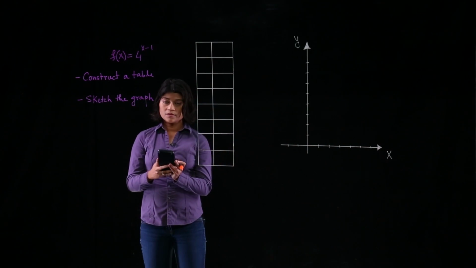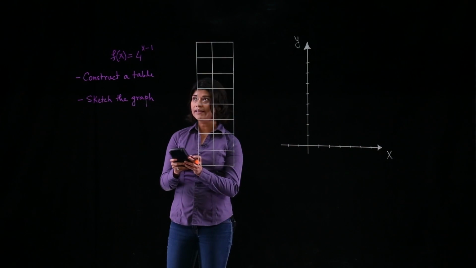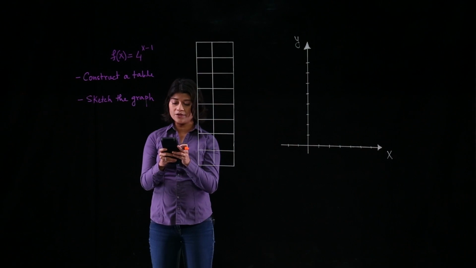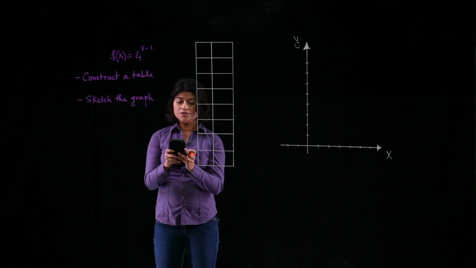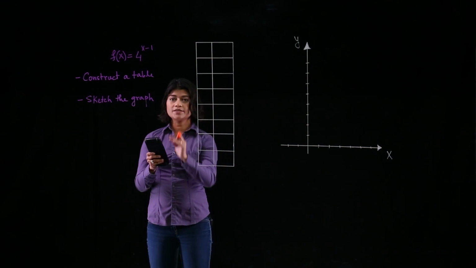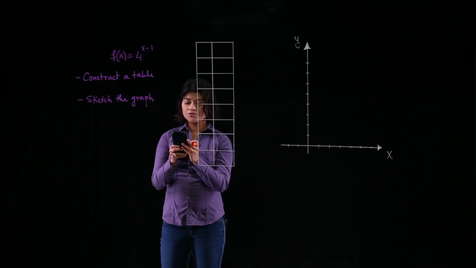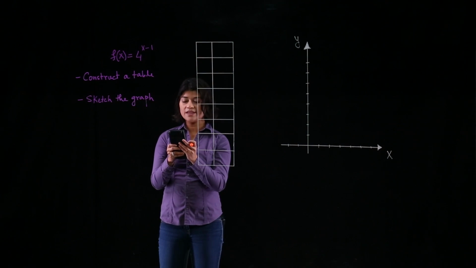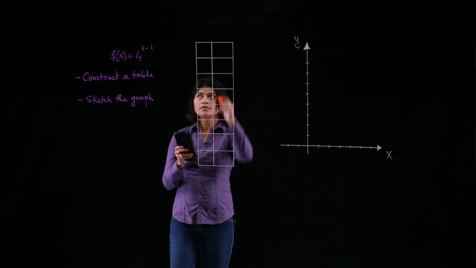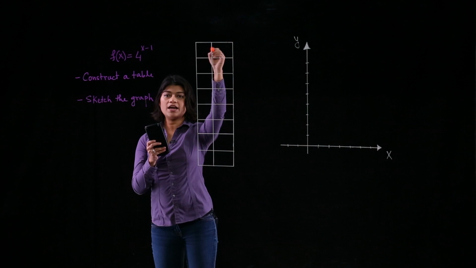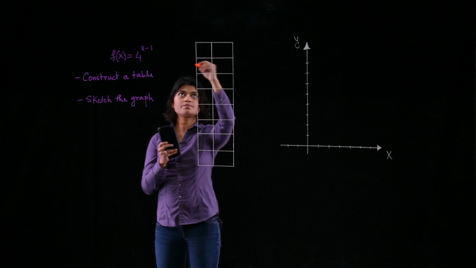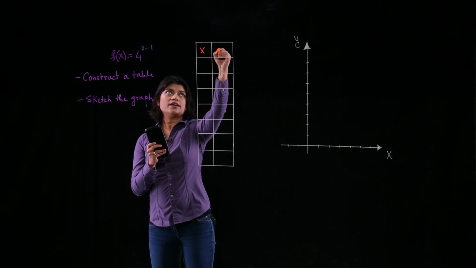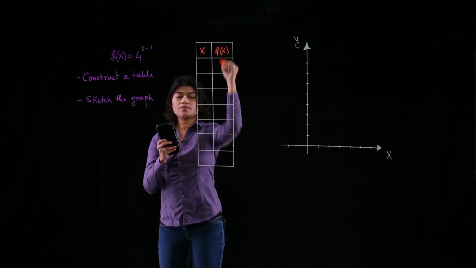So, pick up a graphing utility and then plug in the function 4 to the power x minus 1, and then use the table feature to get some values. Let's start at x equals -2. So I'm going to put these values down in the table and then use those to graph the function. So we have x and f of x.